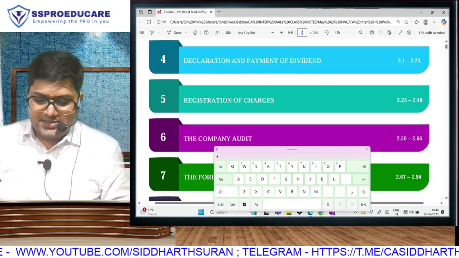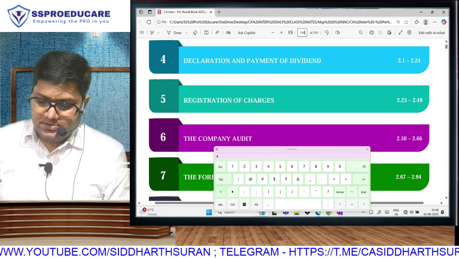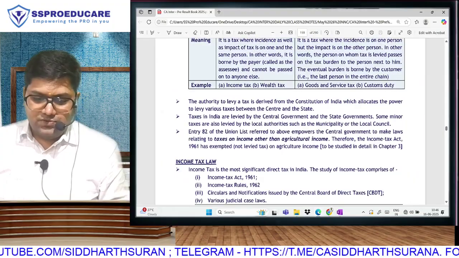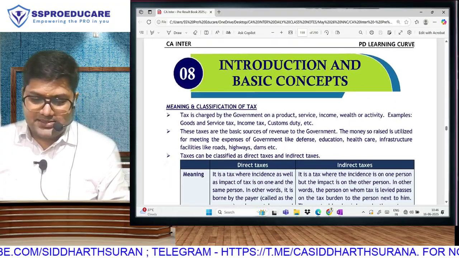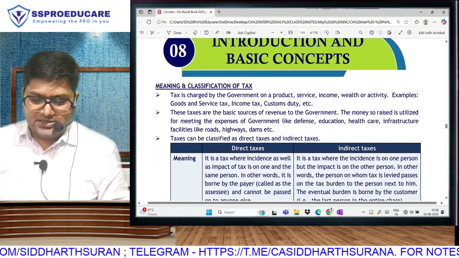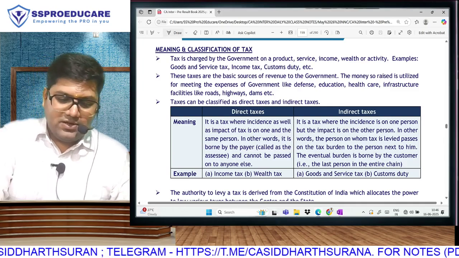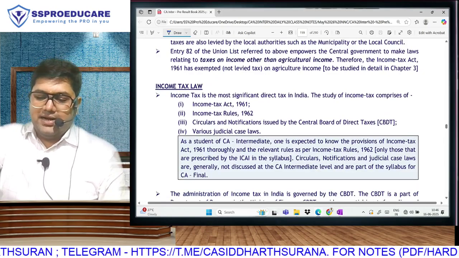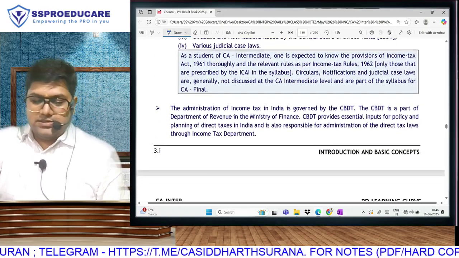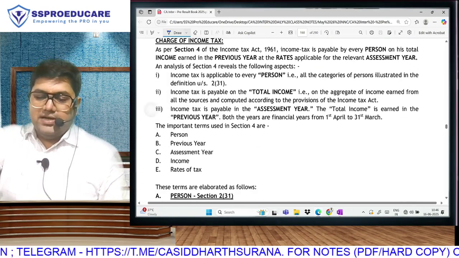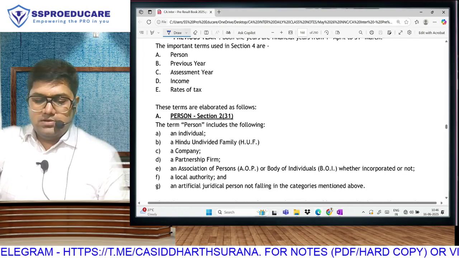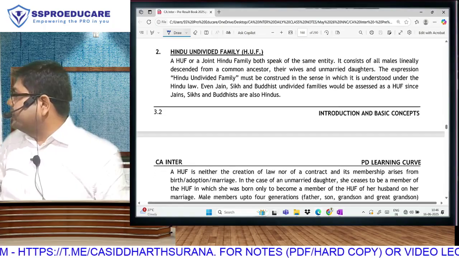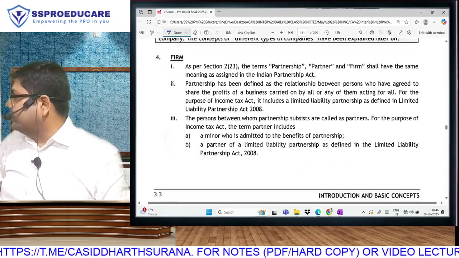Arre 3.18 se kaise chalega bro? PDF mein it is this page number. So we have our direct taxes starting on whatever is the page number. You know, at the beginning of the first chapter, you will get meaning and classification of tax, the direct taxes, indirect taxes. We have income tax act. We did charging section 4. We did definition of person, individual, HUF, company firm, all this. Then explanation of individual, HUF, company firm, all that is given to us here.